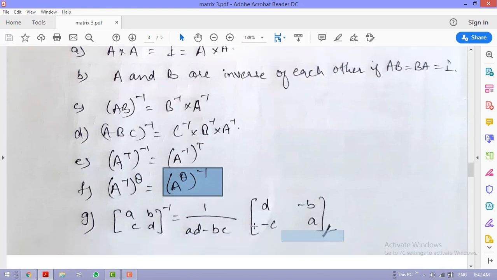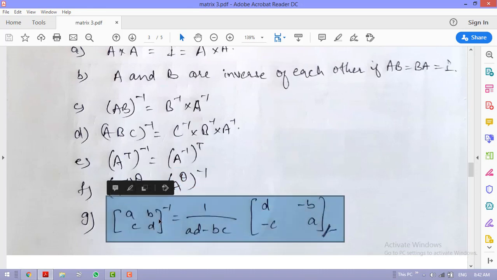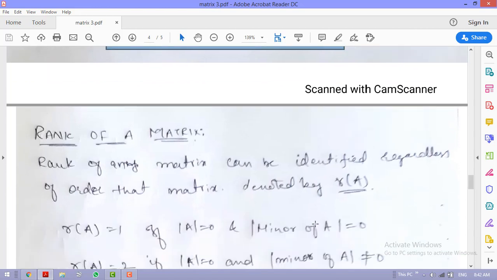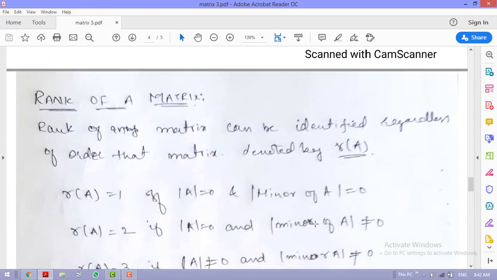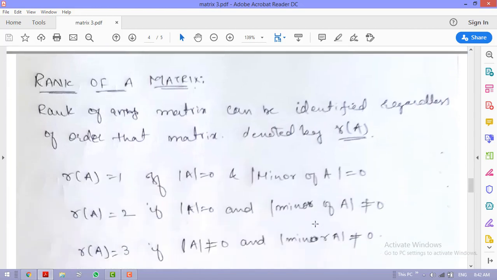Okay. So at last we have a property of a 2 by 2 matrix, finding a 2 by 2 matrix inverse. What I said even before is that if we have a 2 by 2 matrix, then the inverse of that will be 1 by (AD minus BC) into the matrix D, minus B, minus C, A. Okay. So let us see the next page, which is the rank of a matrix.